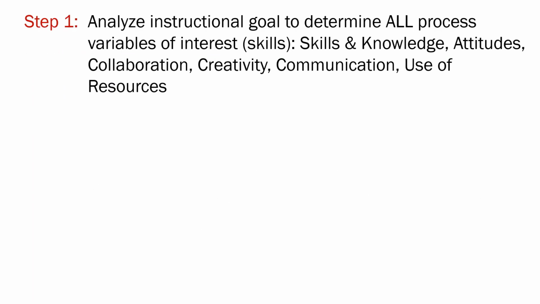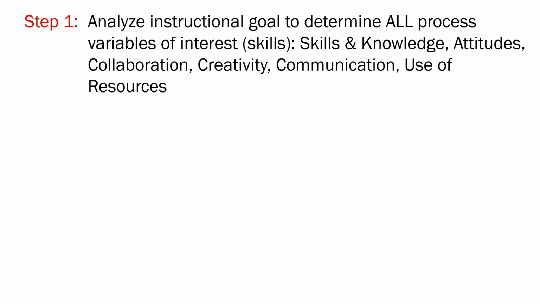Now, the steps involved in creating an analytic rubric are thus. First of all, the first step is to analyze the overall goal and to determine all of the process variables of interest, all the skills, knowledge, and attitudes that go into being able to perform a complex task. And that might include collaboration skills if students are expected to work in groups. It might include some way to operationalize creativity and determine how you're going to know as an outside observer that creativity has been employed and has been applied.